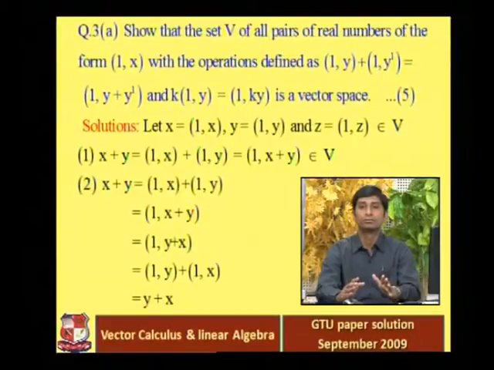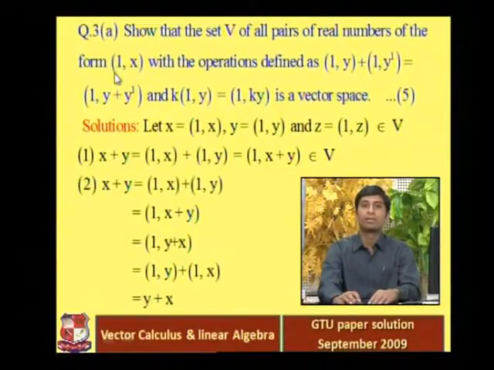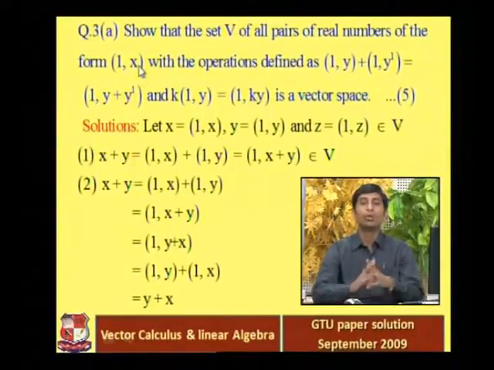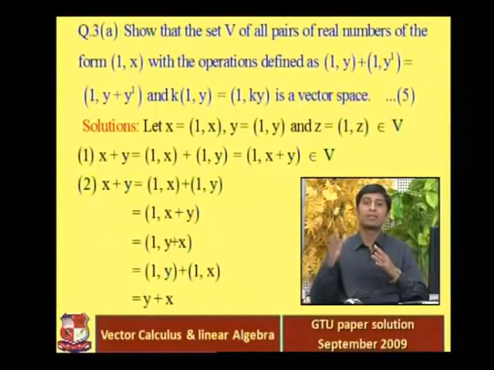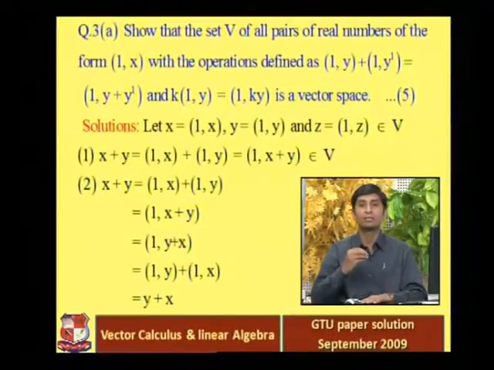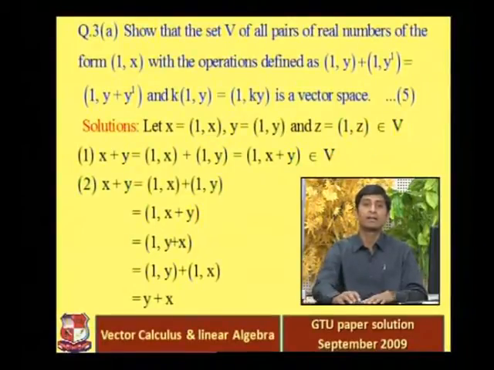This set is a subset of R2. But what type of set is it? The first coordinate must be 1 and the second coordinate is any real number. Only those elements of R2 are in this set in which the first coordinate is 1 and the second coordinate is any real number. So only those type of elements are in this set.